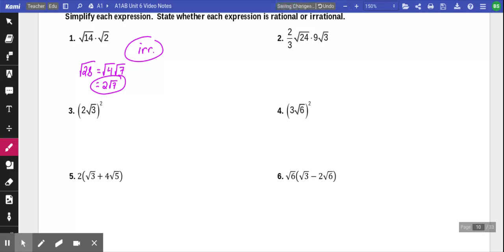Let's take a look at 2. We can multiply the 2/3 times the 9. You can put this in your calculator or think this is 9 times 2 is 18. Divided by 3 will give us 6. Square root of 72.